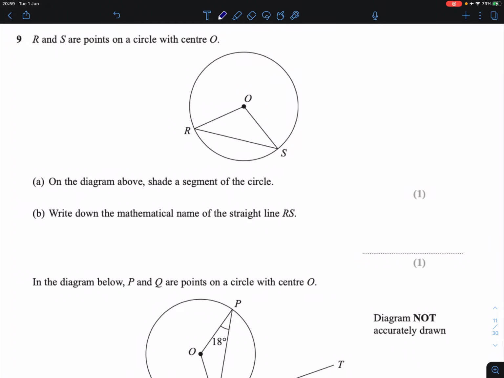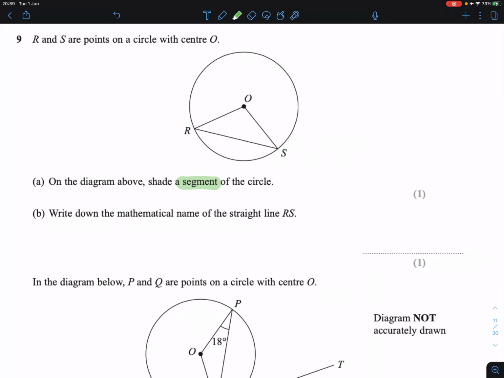Question 9. R and S are points on a circle and O is the center as shown in this diagram. We are then asked to shade a segment of a circle. Now, the segment of a circle is a part of a circle that is either side of a chord, and a chord is a straight line that connects any 2 points on the circle like this.